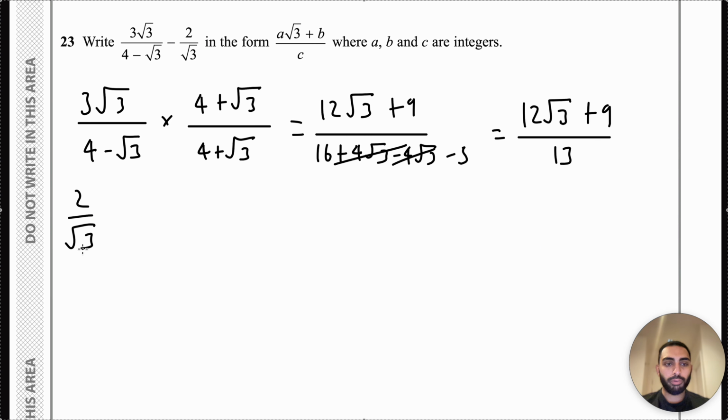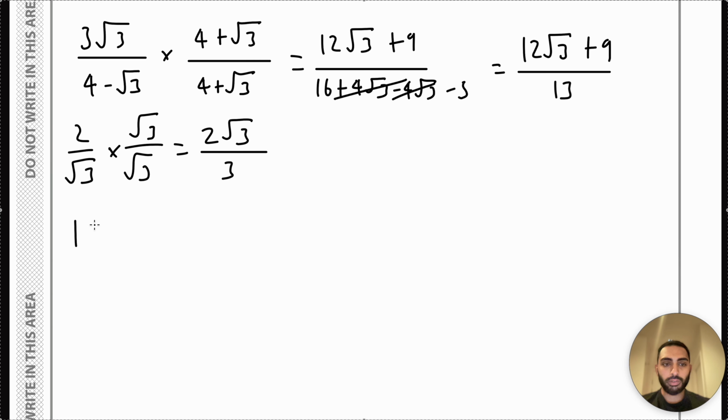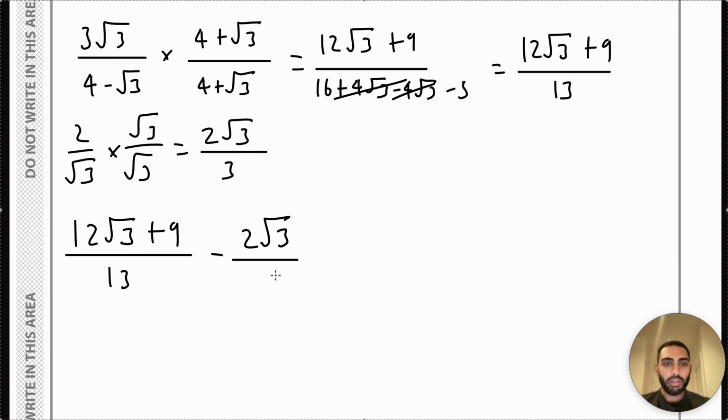So I've got 2 over root 3. With this one, I need to multiply by root 3 on the bottom and root 3 on the top. So 2 times by root 3 is 2 root 3, and root 3 times root 3 is just 3. Now we can take them away. So let's just copy this fraction and this fraction. So 12 root 3 plus 9 over 13 minus 2 root 3 over 3.